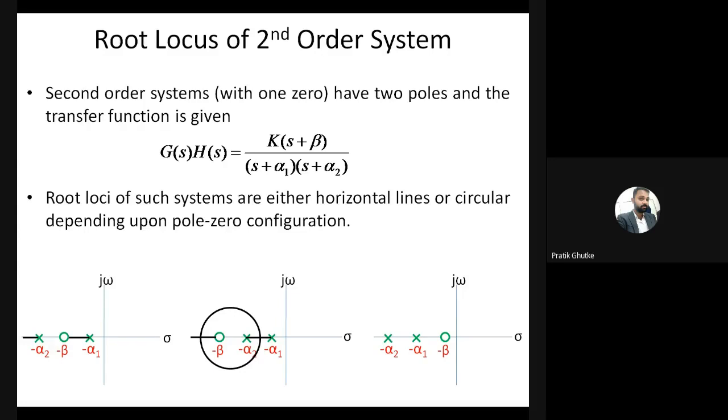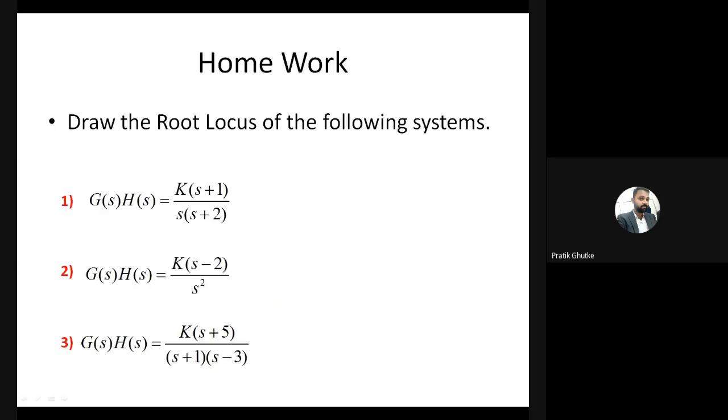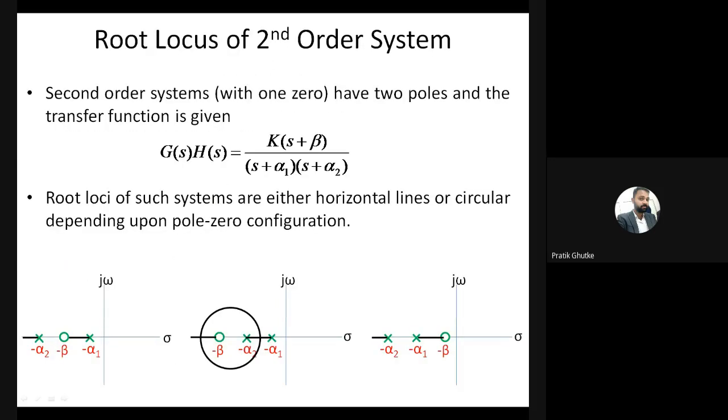See, if minus alpha 1 and minus alpha 2, they are on one side and minus beta is near to origin, then my root locus will exist between minus alpha 1 and then minus alpha 2. When alpha 1 and alpha 2 are near to the origin and beta is away from the origin, my root locus will be in circular form.